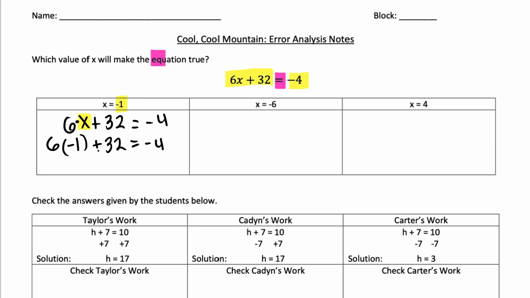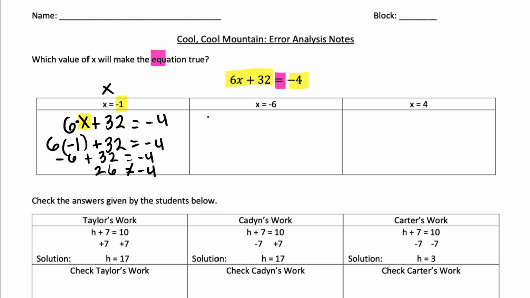I'm going to follow GEMDAS because I'm trying to figure out, well, is this going to simplify to -4? 6 times -1 would be -6 plus 32, and that leaves us with 26, which is not equivalent to -4 like we were expecting. So this value will not make the equation true. This is not an x value that works in this equation. If you think you get it, go ahead and pause and try the other two on your own. Otherwise, keep listening and see if you get it right.